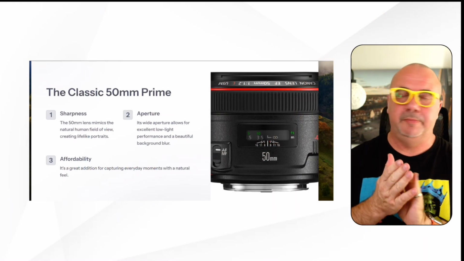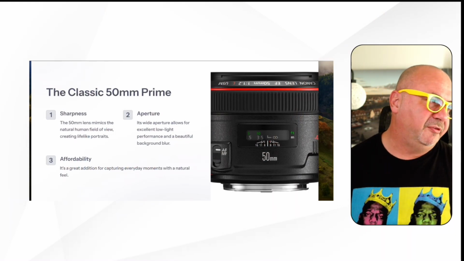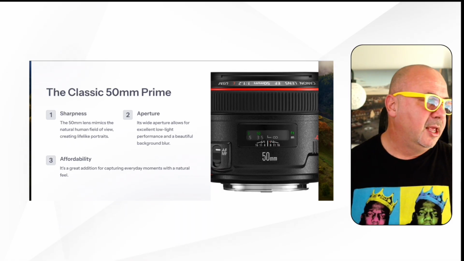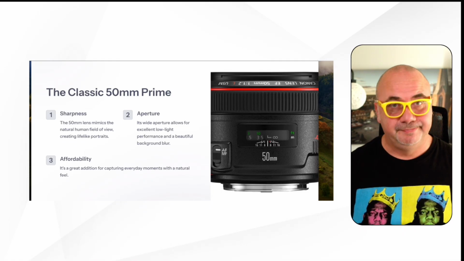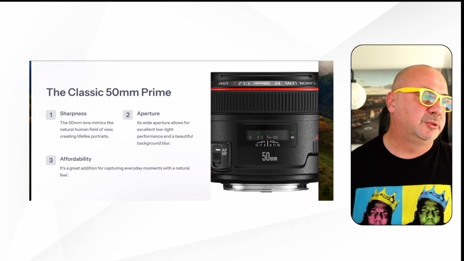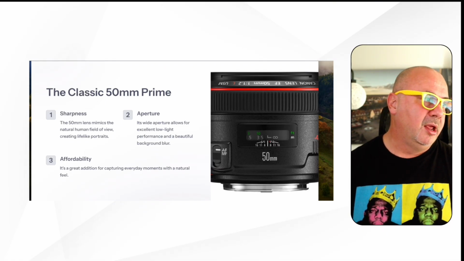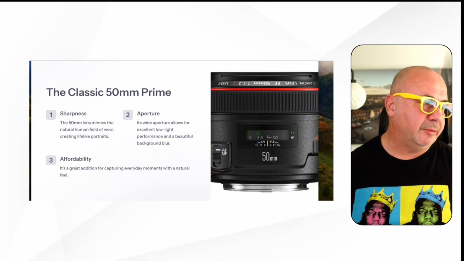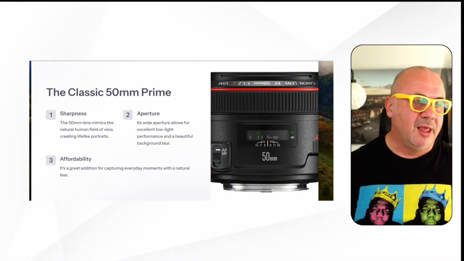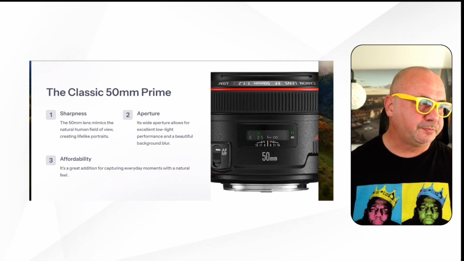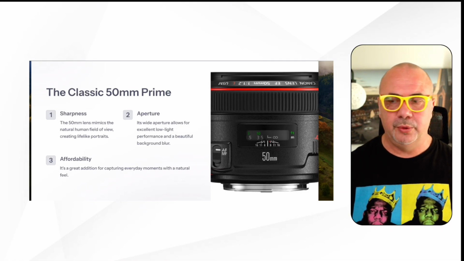Sharpness: I don't think I'm sharing an image with you, but the 50 millimeter lens mimics the natural human field of view. I'll talk about it in a second. It creates lifelike portraits. And aperture: its wide aperture allows for excellent low light performance and beautiful background blur. Affordability: it's a great addition for capturing everyday moments with a natural feel. Affordability, $1,500, like I said. But I wanted to mention this human field of view.